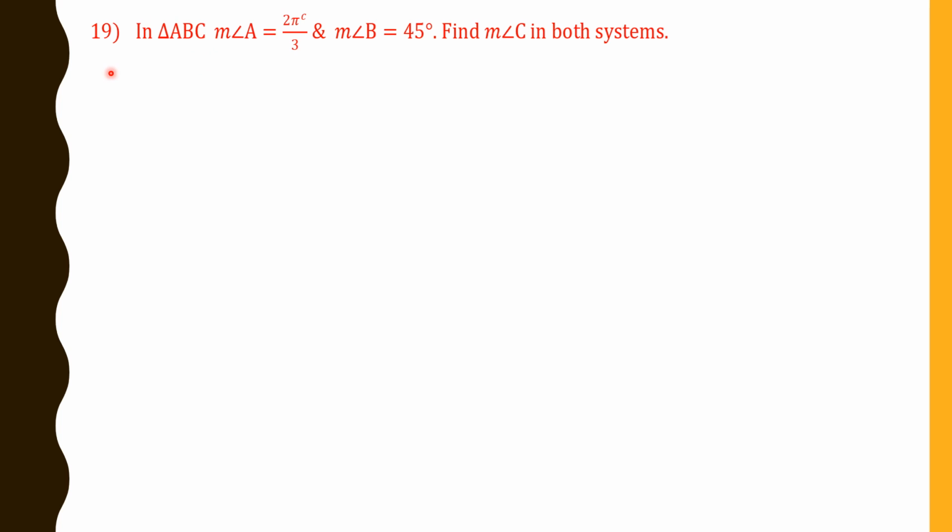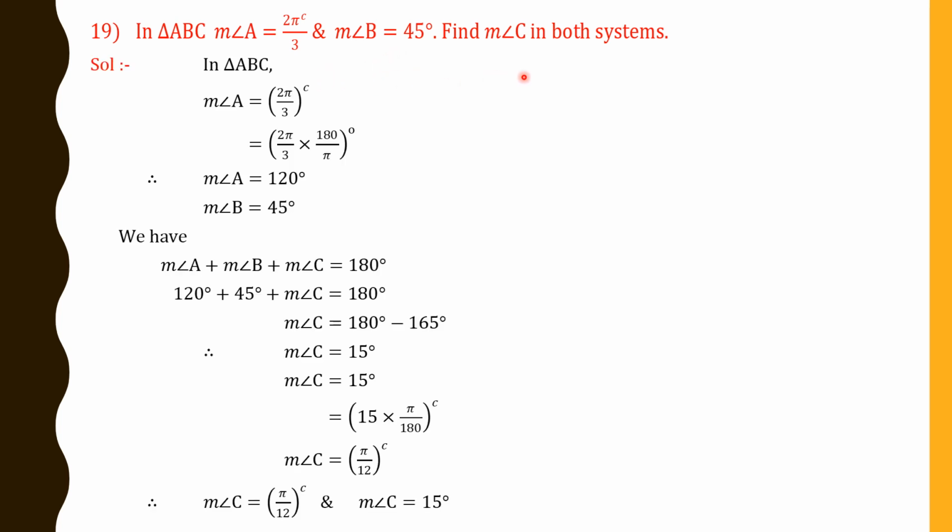Example number 19. In triangle ABC, measure of angle A equal to 2 pi divided by 3 radian and measure of angle B is 45 degree. Find measure of angle C in both the systems. Here we have two angles, one in radian, one in degree. For simplification, we convert this angle from radian into degrees. Then the two angles have the same unit and we find the third angle.